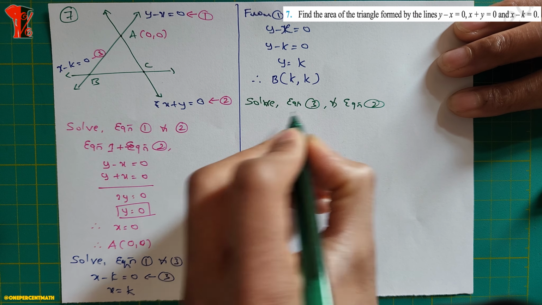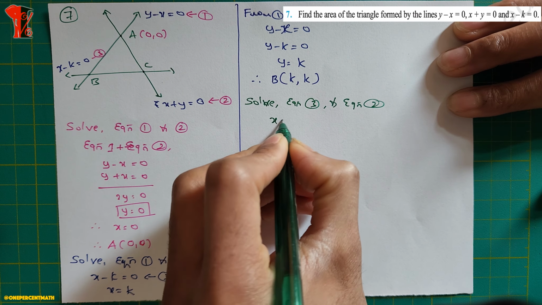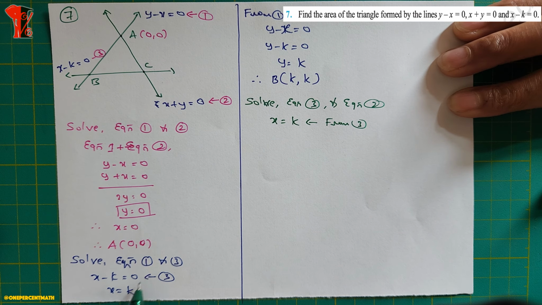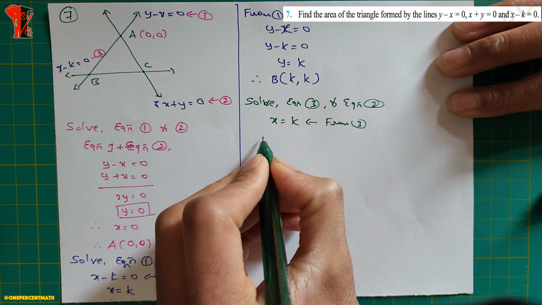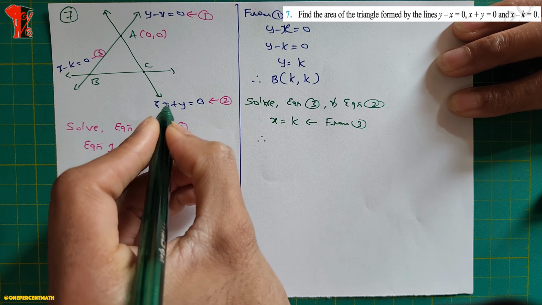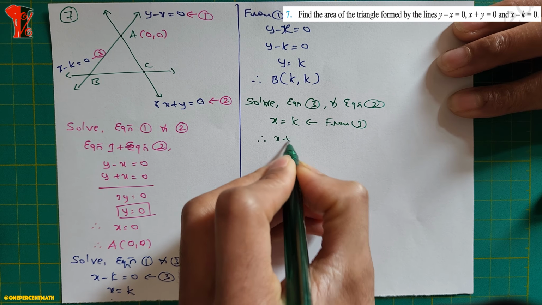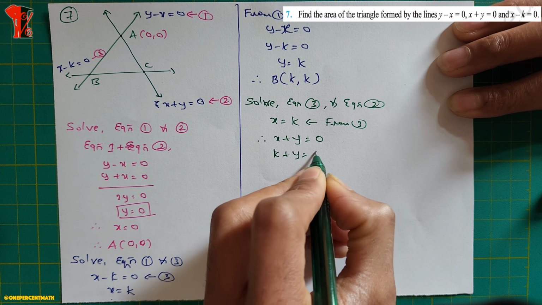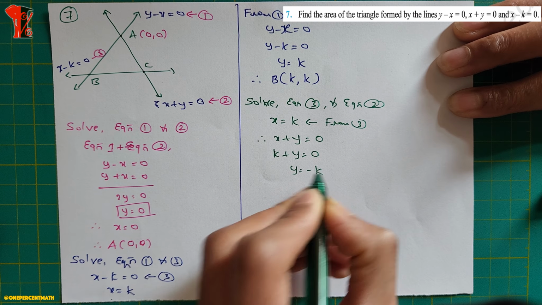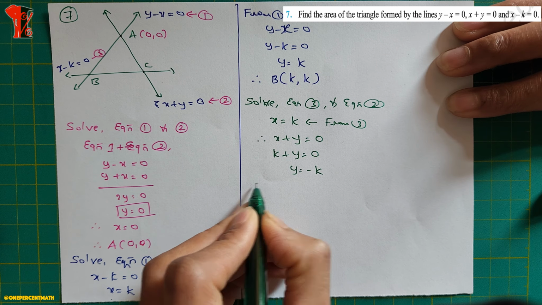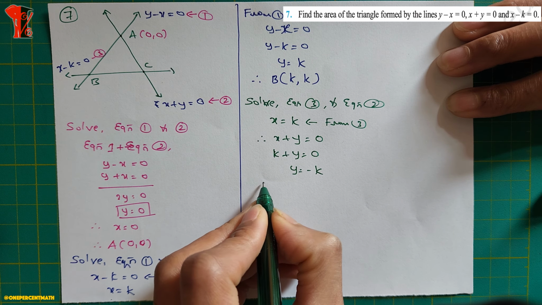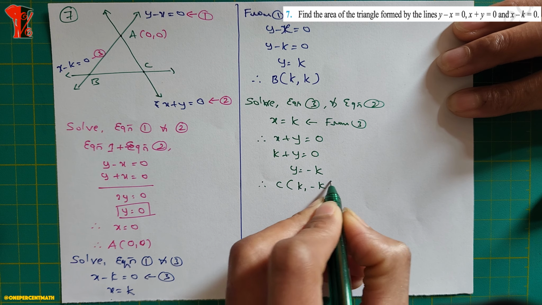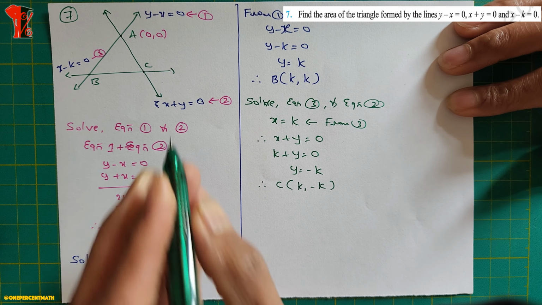From equation 3, I'm going to take x equals k, because we already know x minus k is 0, so x is equal to k. Therefore, with equation 2, which was x plus y is equal to 0, I'm taking x as k, so k plus y is equal to 0, so y is equal to minus k. Therefore point C is going to be k comma minus k. Okay, so now we got all the 3 points.